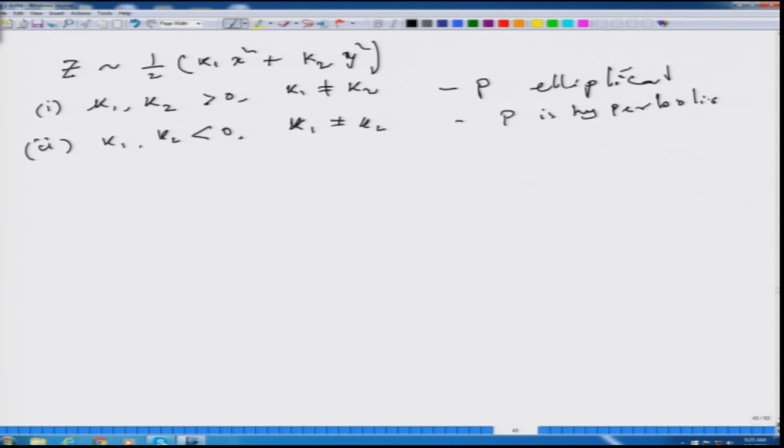So, around that point P, what does it mean, why elliptical? In this case, the first case, around P the surface looks like a part of an ellipsoid. Here the surface looks like part of a hyperboloid. The third possibility is K1 equal to 0, that is possible, right, and K2 not equal to 0. Then P is called parabolic.